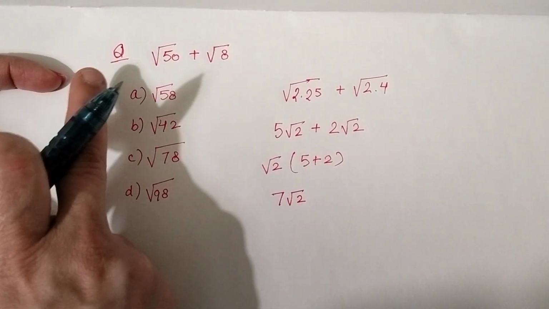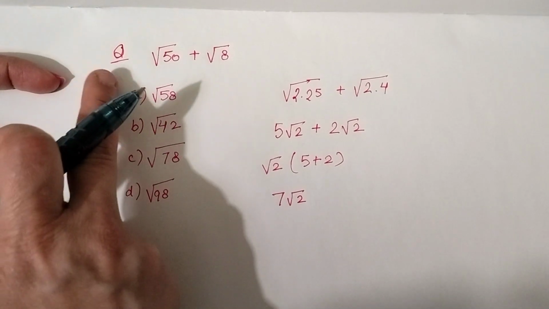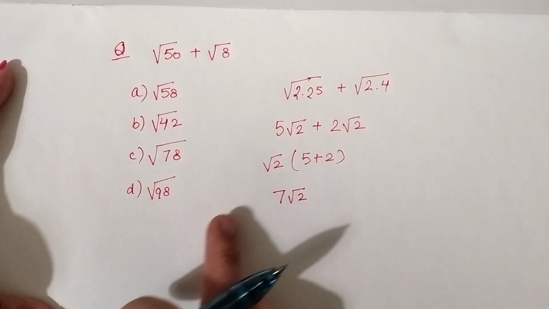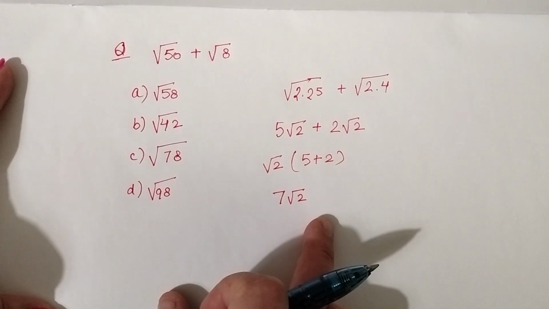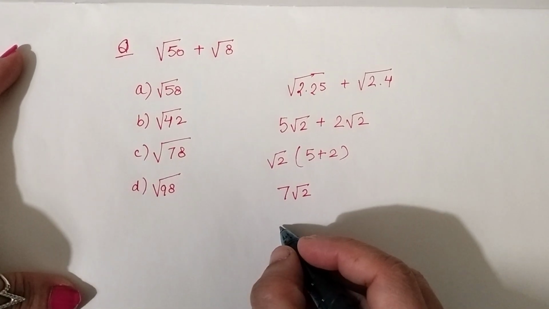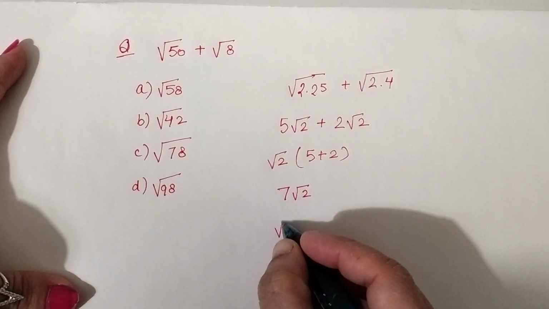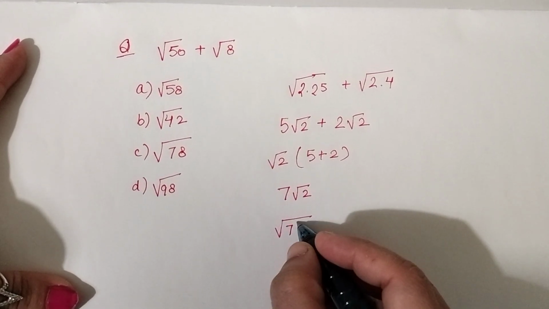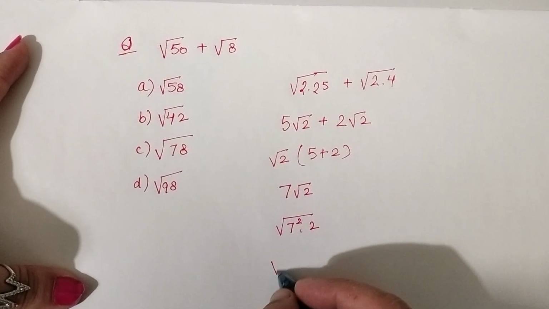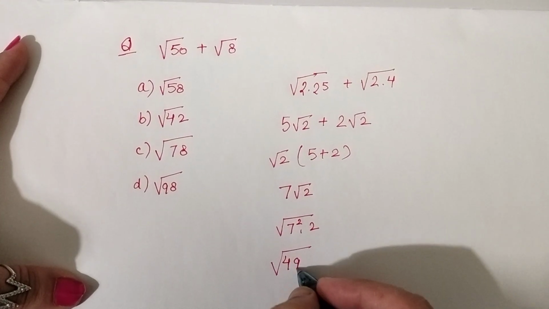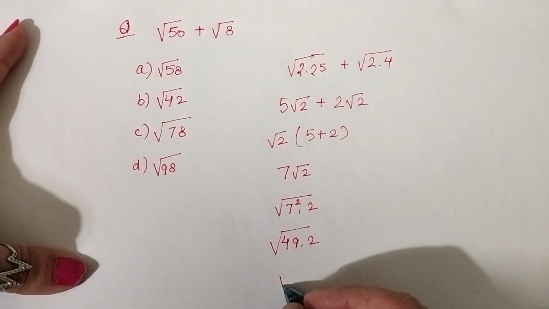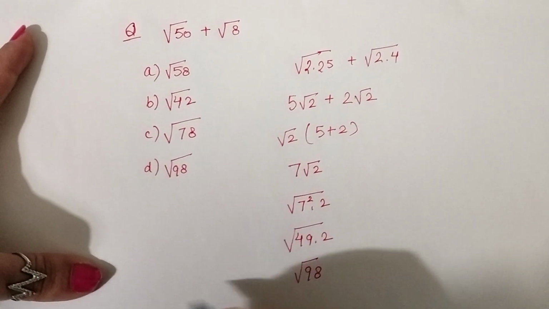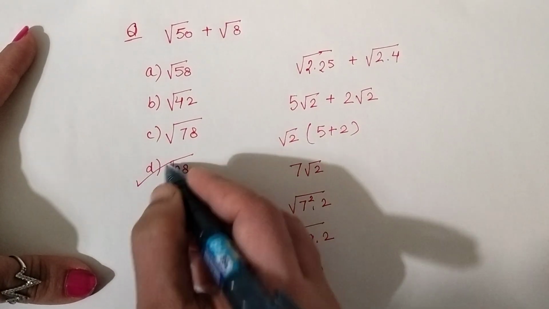But now we will look at our answers. We need to answer among them. So that means I want everything inside under root, right? So here, if I take this 7 inside the root, it will become 7 square times 2. What is 7 square? 7 square is 49 times 2. And 49 times 2 is 98. So our answer is D, 98.